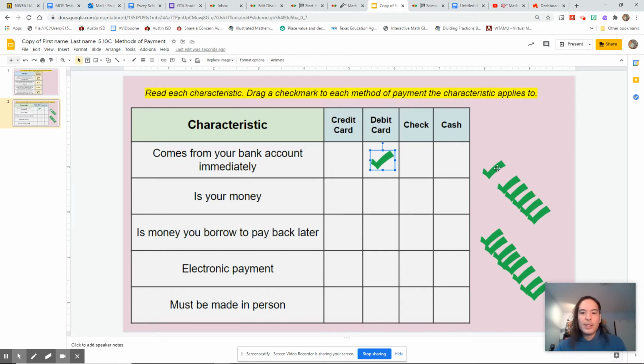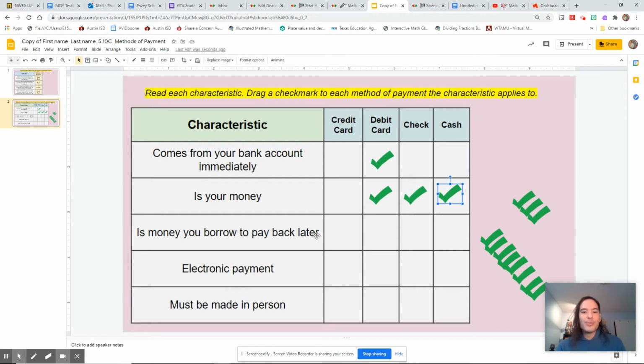All right, is your money? Okay, there's only one of these that is not your money. Credit cards are not your money. Debit card comes from your checking account. Checking comes from your checking account. Cash, that's yours. Or you can put it in your checking account and then spend it as debit or check.